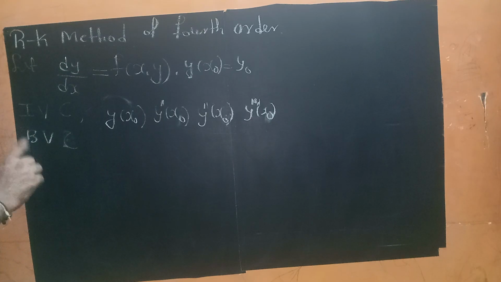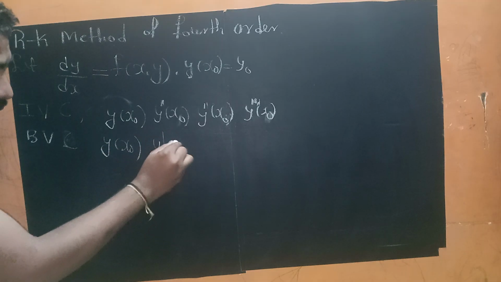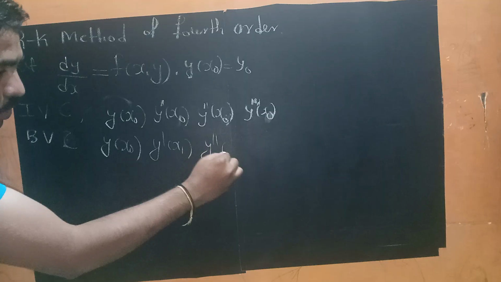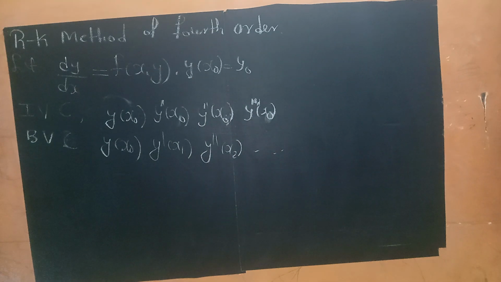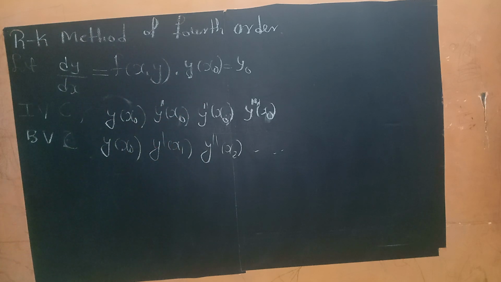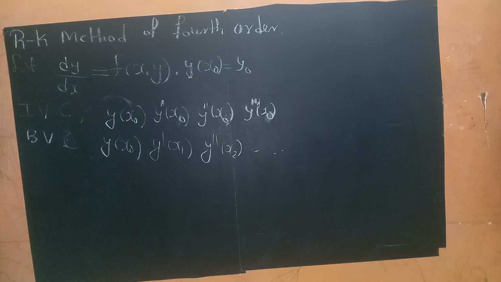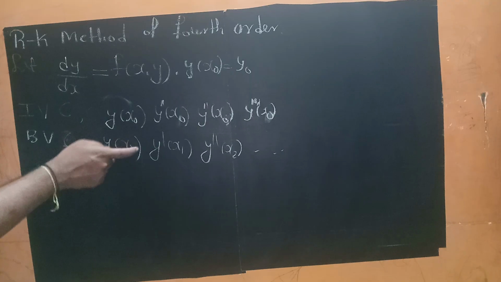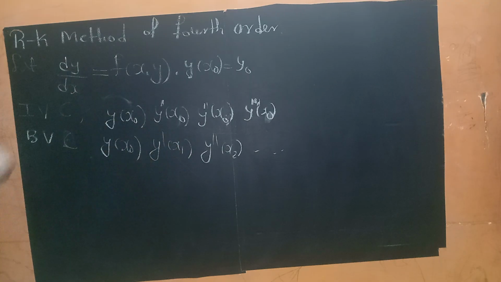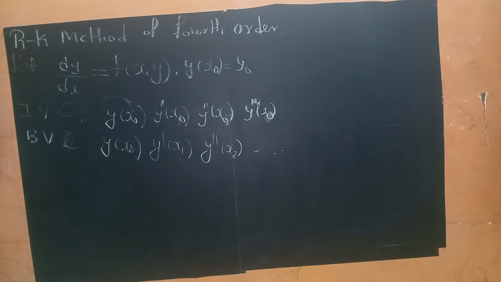Now when it comes to boundary conditions, we have y of x naught, y dash of x1, y double dash of x2, etc. You see the function and its derivatives are defined at more than one point, at different points. You see y is defined at x0, but y dash is defined at x1, and y double dash is defined at x2. Then such conditions are called boundary conditions, and any problem with boundary conditions is called a boundary value problem.